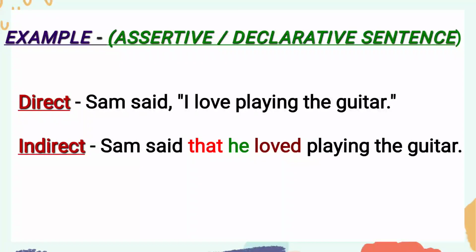All those examples are according to the types of sentences. Assertive or declarative sentence. Direct speech: Sam said, "I love playing the guitar." That sentence belongs to assertive or declarative sentences. In that case, we need to use the conjunction that. So, in indirect speech, the sentence will be: Sam said that he loved playing the guitar.